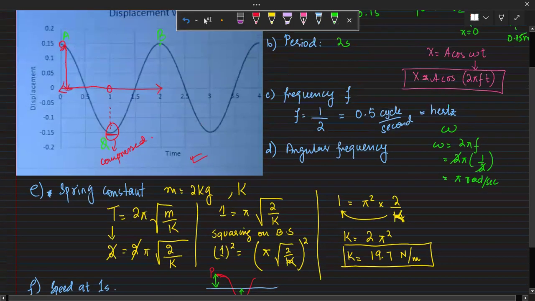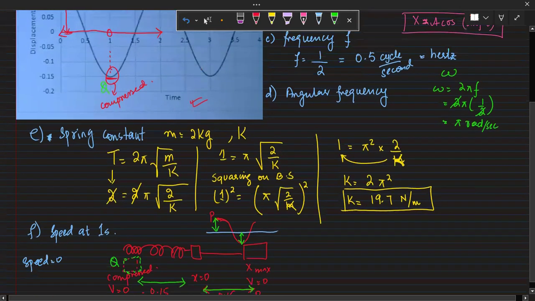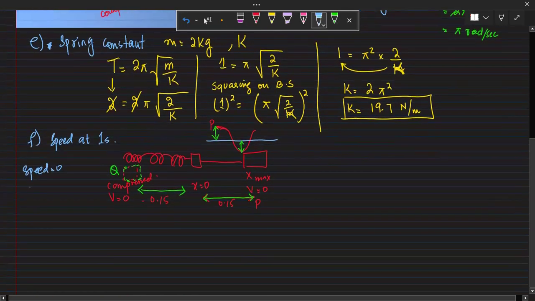What if they ask the speed at 2 seconds? So again, you will say the speed will be 0 at this point. Why? Because it is at a maximum point. So at 2 seconds, the speed will again become 0, right?